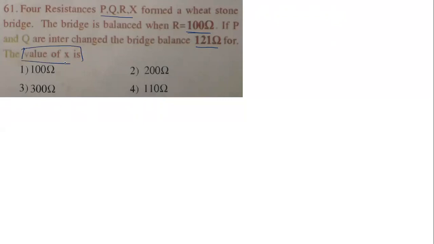Now the first case I'll take. So PQRS, when the bridge is balanced, it becomes what now? P by Q equal to R by X. Simple. In the place of S, we are given X. So the bridge is balanced when R equal to 100. Now I'm going to use P by Q equal to R, how much? 100, divided by X. Let's say equation number 1.